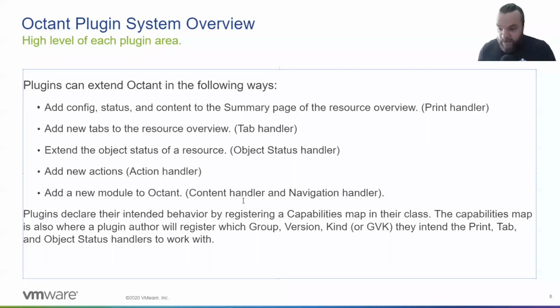As we talked about before, Octant ships with a set of modules, but plugins can add their own modules. Everything in Octant is module-based. The plugins themselves declare what they want to do. There's a capabilities map, and that map just says, hey, I work with these GVKs. I intend to print. I intend to write a tab. Status handler. I'm a module. And that's how plugins in Octant are enabled, real fast.